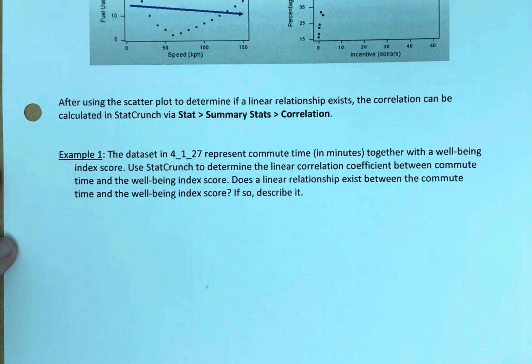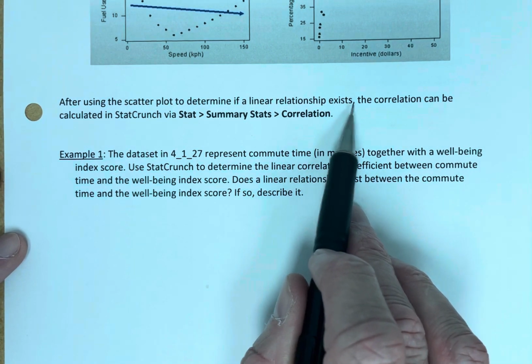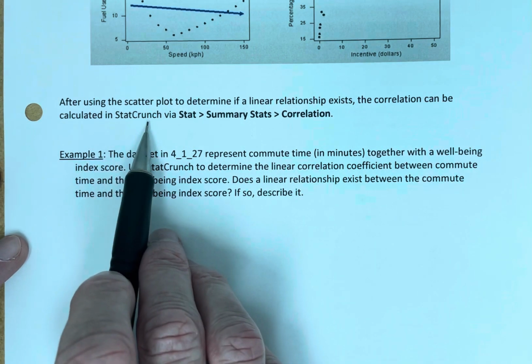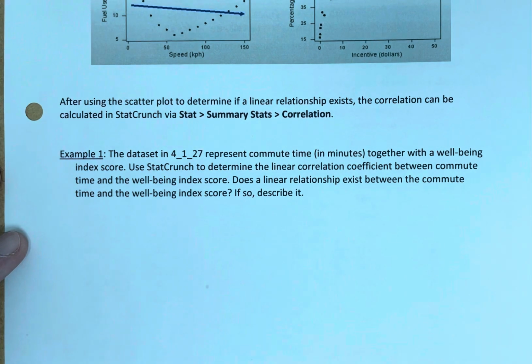Okay, after using the scatter plot to determine if a linear relationship exists, the correlation can be calculated in StatCrunch via Summary Stats, Correlation. And we're going to go there in just a second.